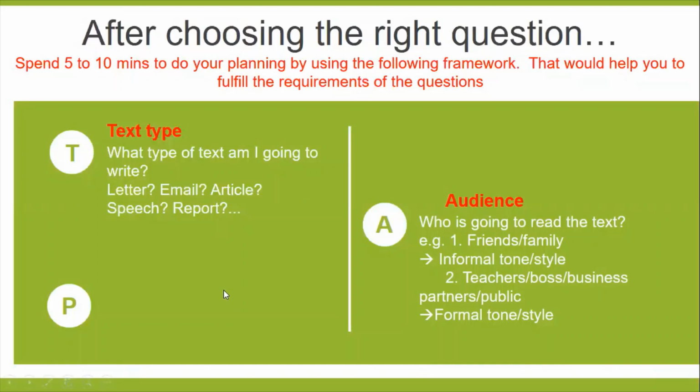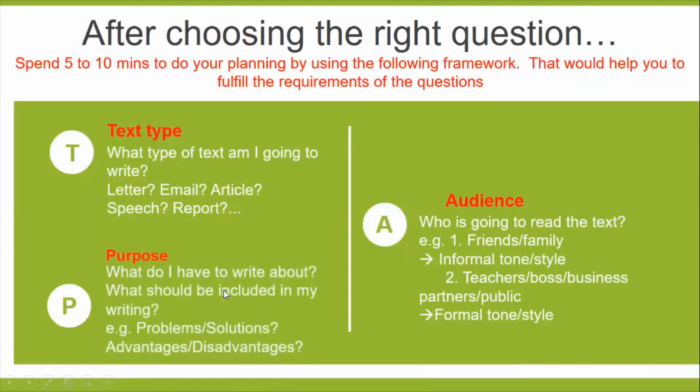P is about purpose. You need to be very clear of what you need to write about. And also think about what should be included in your writing by following each of the requirements. For example, are you going to write problems and solutions, or advantages or disadvantages? You need to be very clear.